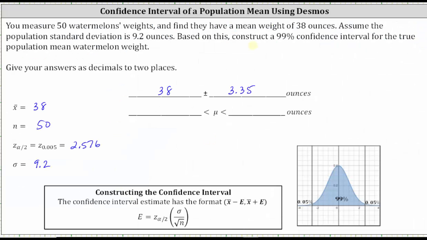So the 99% confidence interval for the true population mean watermelon weight is from 34.65 to 41.35. And the units would be ounces.